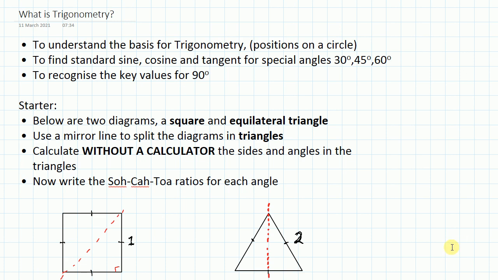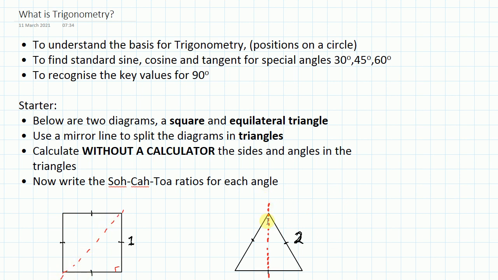So the initial point was to start with two regular shapes. We've got a square, side of 1, and an equilateral triangle, side of 2, and you're asked to separate them into identical triangles, pairs of identical triangles. So when you put the diagonal through the square, you get two triangles, each with a right angle, a 45 degree angle, two sides of 1 centimetre, and this hypotenuse.